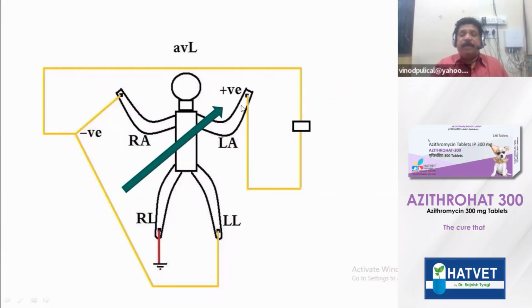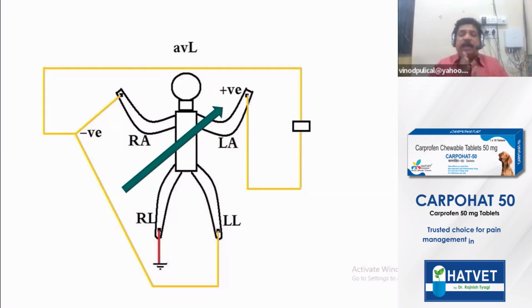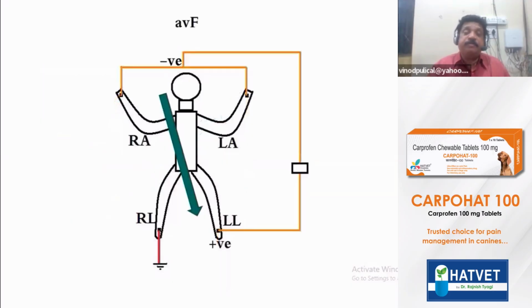And the positive electrode is the left forelimb. So that is AVL, augmented lead. So what is a lead and what is an electrode? An electrode is just what we are fixing into the skin, and lead means it is a combination of electrodes. You should not forget this difference.